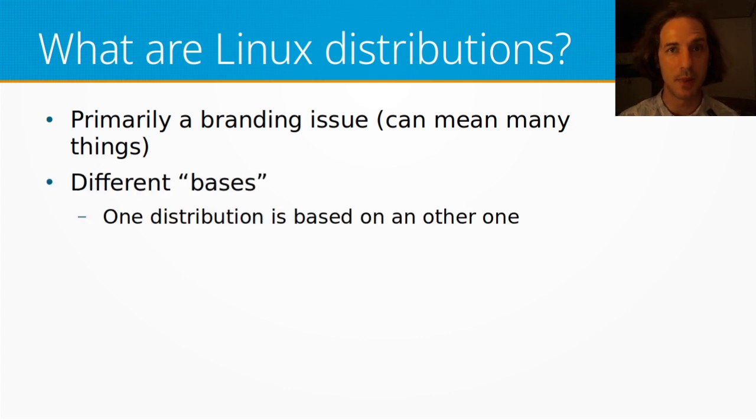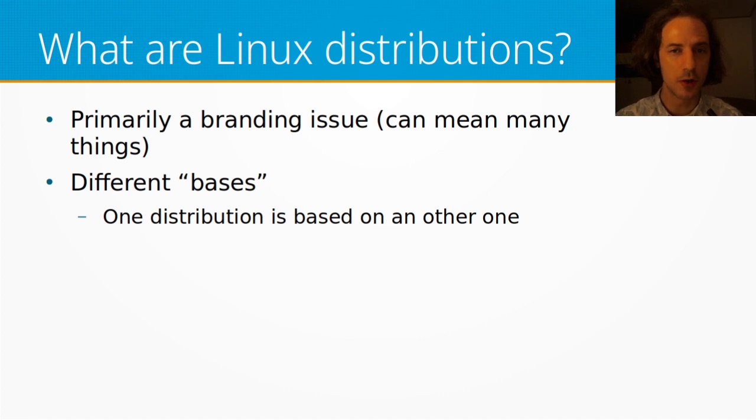Distributions can have bases. There are some distributions that have been built up from zero, from the ground up, and there are some distributions that borrow more or less elements from other distributions, and just switch out the parts they don't like to fit their own purpose, and this can be called different bases. So for example, Arch Linux is the base distribution for Manjaro.